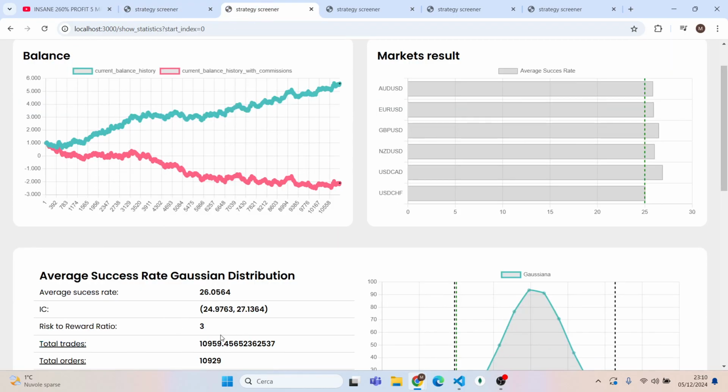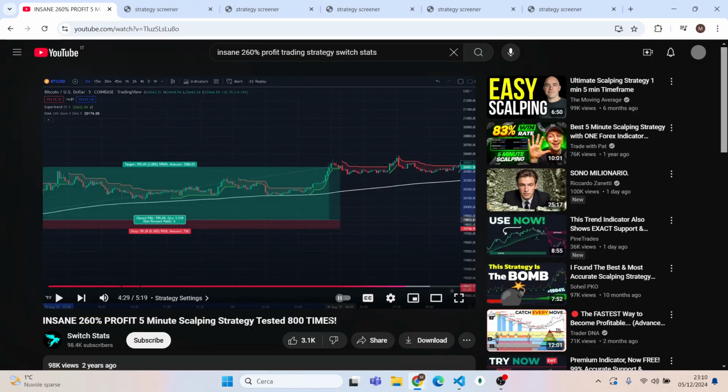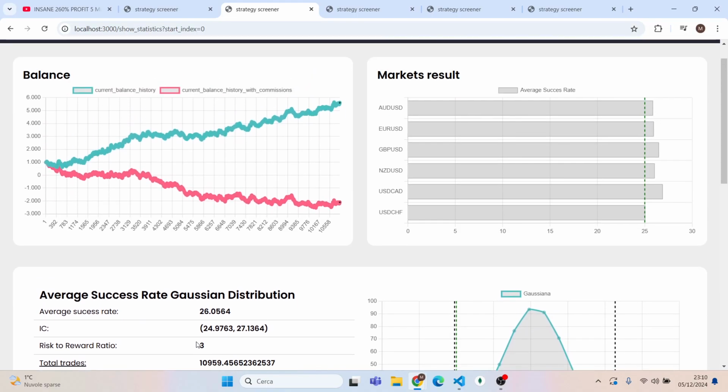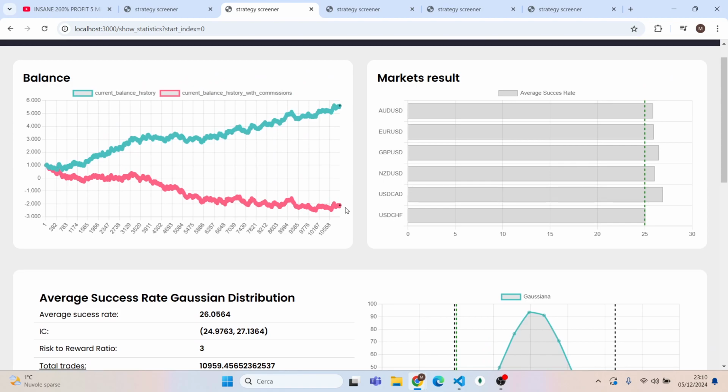Before, it was backtested on 800 trades. Now we have 11,000 trades. That's huge. But as you can see, it doesn't perform well with commissions.